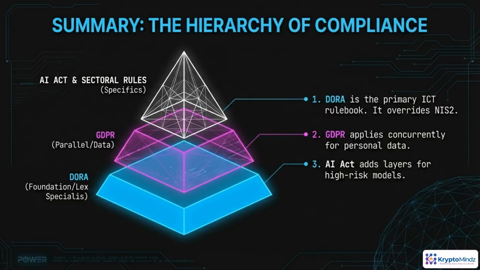One way to see your regulatory landscape is as a stack. At the base, DORA is your foundational ICT resilience rulebook for financial services, and it takes precedence over horizontal rules like NIS2 where both apply. In parallel, GDPR continues to fully govern any personal data you process during operations and incidents. On top of that, the AI Act adds extra obligations whenever you design, deploy, or rely on high-risk AI models.